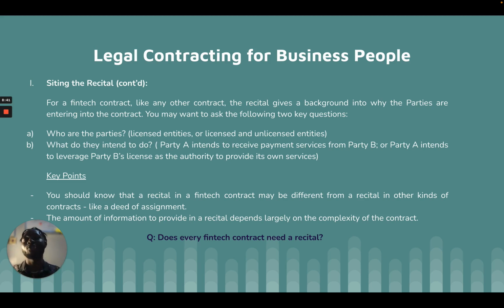So I think your recital should be able to do that, right? What do you intend to do? Oh, I intend to receive payments, or I intend to provide payments. That should also give that into, so I understand that, oh, okay, this is for a card, even though it's called merchant service agreement, this is for a collection service, right? Or maybe this is for a card creation service. This is for a BIN sponsorship service.